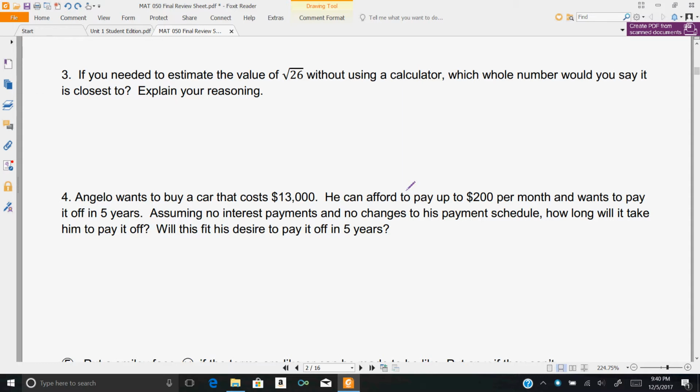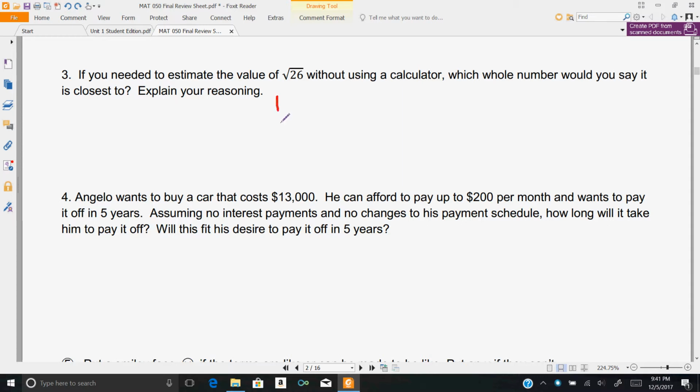So this is page 2. I'll be starting with question 3. I'm assuming you've looked at it. So I'll go ahead and show you how I would approach this problem. It says if you needed to estimate the value of square root of 26 without using a calculator, which whole number would you say it is closest to? I'm going to start with the perfect squares.